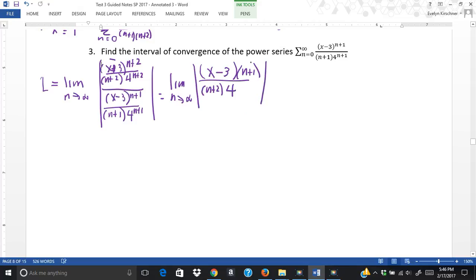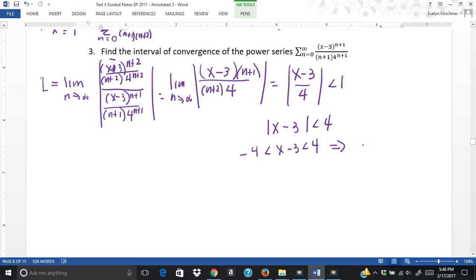So as I go to infinity, this becomes the absolute value of x minus 3 over 4. And I need that to be less than 1 so that it converges. So that means that the absolute value of x minus 3 is less than 4, or I have negative 4 less than x minus 3 less than 4, which gives me negative 1 less than x less than 7. So that's my radius there.